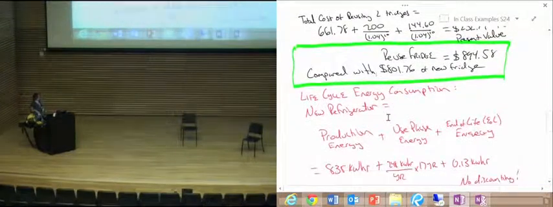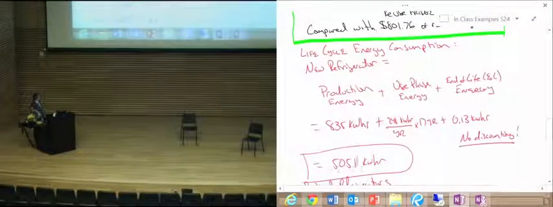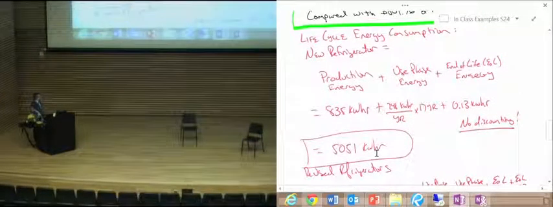And these are just the calculations we went over verbally. For the new refrigerator, we look at production energy, use phase energy, end of life energy. So 835 kilowatt hours to produce it, 248 kilowatt hours per year over 17 years plus 0.13 kilowatt hours. And you end up with a life cycle energy consumption of about 5,000 kilowatt hours. Okay? Now, you do not discount environmental variables.